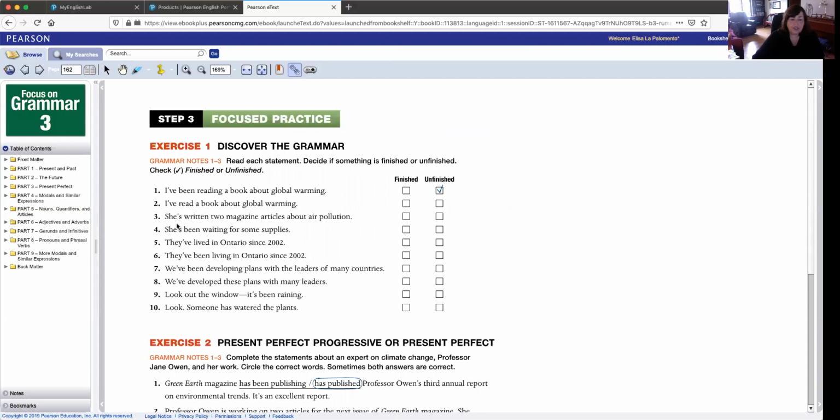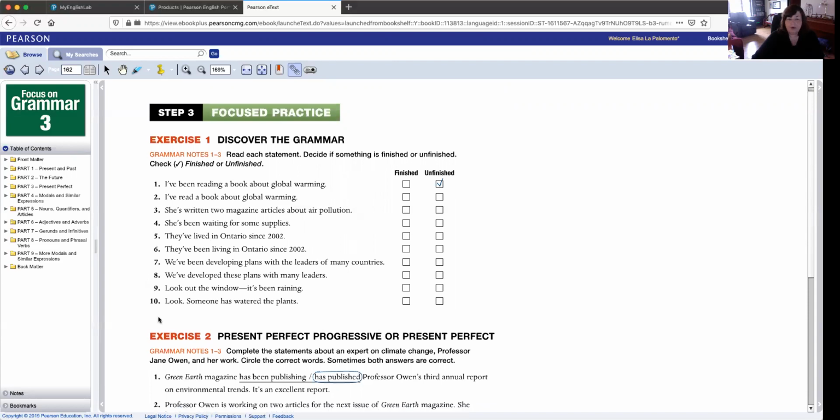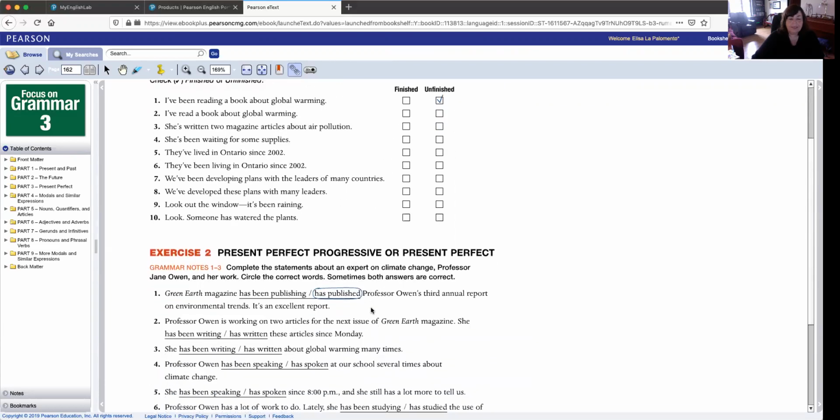One more. She's written 2 magazine articles about air pollution. She has written. No been, no ing, this is present perfect tense. There are no time words here, so we could not use simple past. So this is present perfect tense used to talk about something that happened at an indefinite time, but she is finished with these articles. Okay, so you check this. Please do number 4 through number 10 for homework. Okay, let's look at the next exercise.